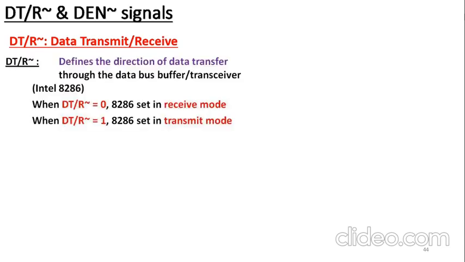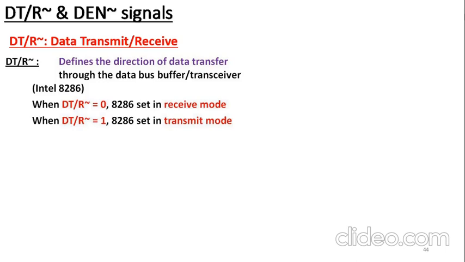Now let us see the function of DT/R bar signal here, data transmit / receive bar. This signal defines the direction of data transfer through the data bus buffer or transceiver. And the number of that data bus transceiver is Intel's 8286. We are going to see the details in the design and the use of the data transceiver in the design.